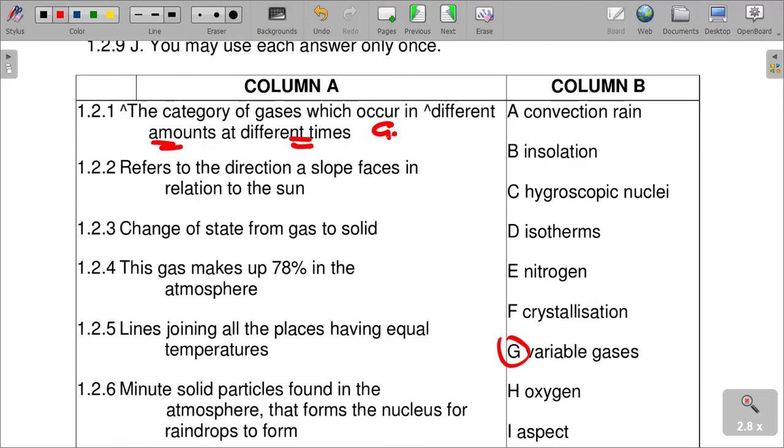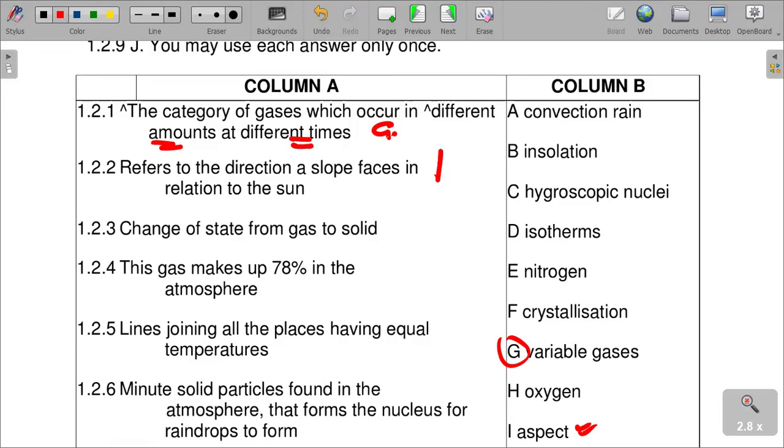Next, the direction a slope faces in relation to the sun. We call that aspect, which we talk about with regards to orientation, or we can define it in terms of the southern or northern hemisphere, in terms of temperature distribution. The orientation of the slope in relation to the sun is called aspect, which is I.